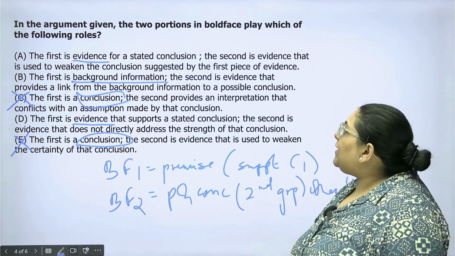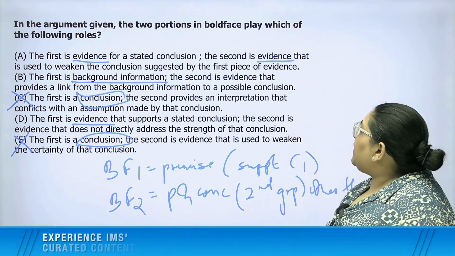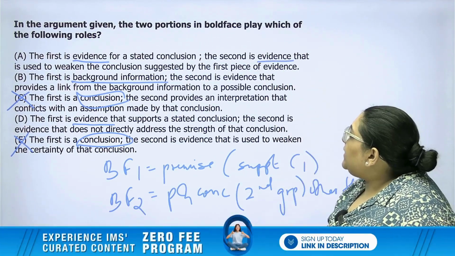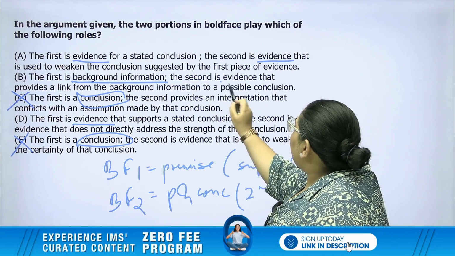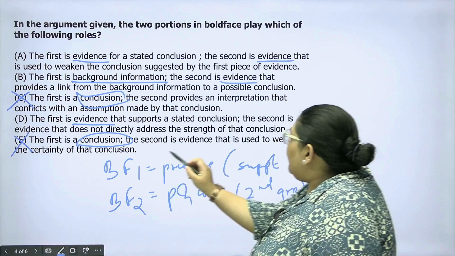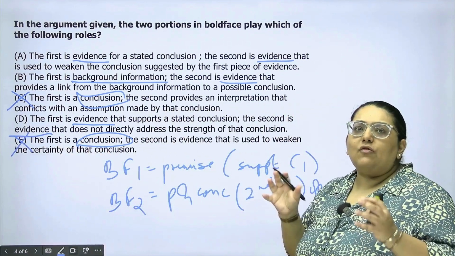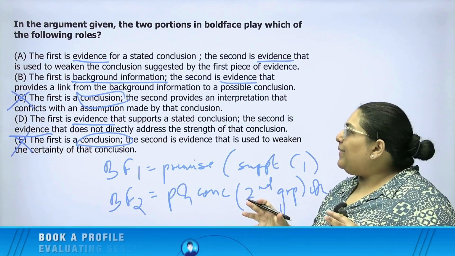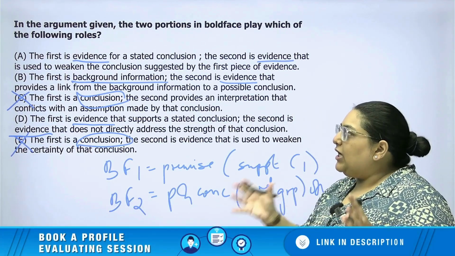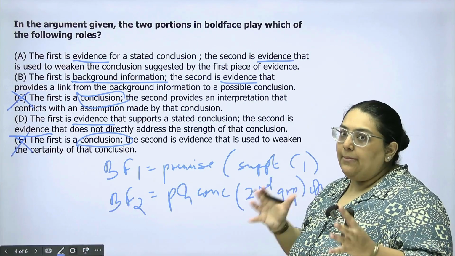Now let's have a look at the second portion in bold. The second is evidence, correct. Evidence is another word for premise. Then the second is evidence, I can keep option B as well. The second is evidence, I will keep option D as well. So on the basis of boldface 2, I was not able to make a further elimination. Now I will move towards the relation between the two portions in bold.